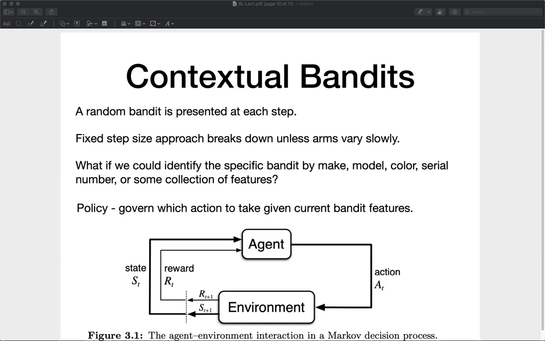So if it's a green slot machine, I should pull arm 4. If it's a red slot machine, I should pull arm 2, right? Because each slot machine is different, and I'm going to use those features to influence my decision. So this is what we refer to as a policy. A policy is that thing that's going to govern which action to take given the current state, given the current features of the bandit before you.